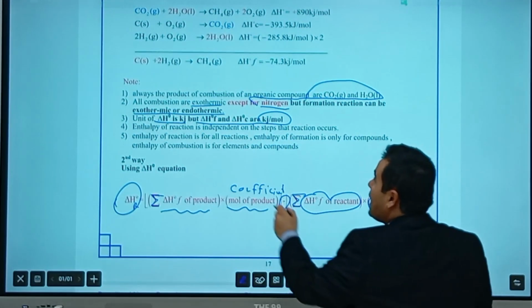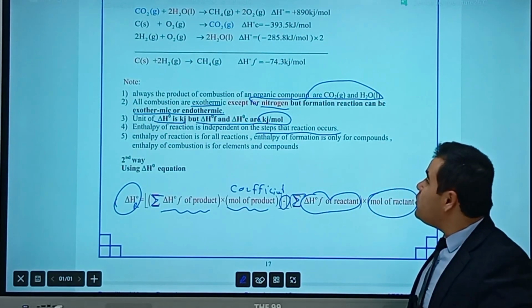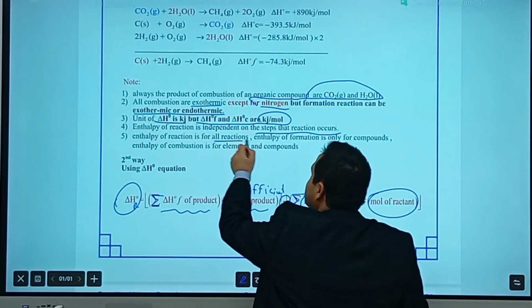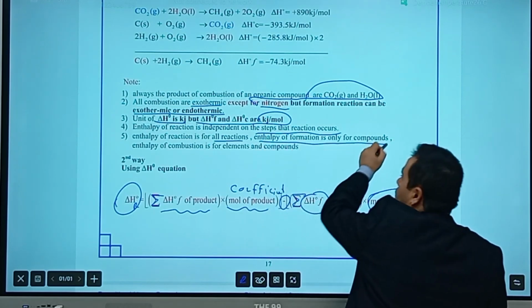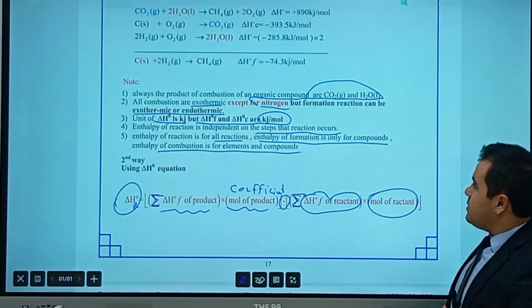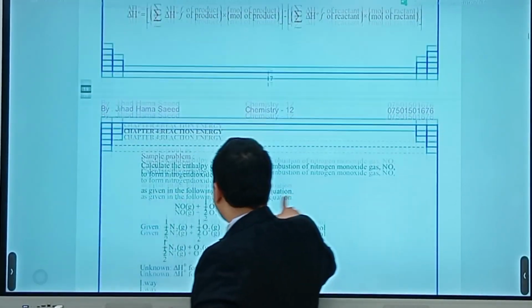The enthalpy of reaction is independent of the steps by which the reaction occurs; it does not depend on the steps. Enthalpy of reaction is for all reactions, enthalpy of formation is only for compounds, and enthalpy of combustion is for elements and compounds. This is what we stated.